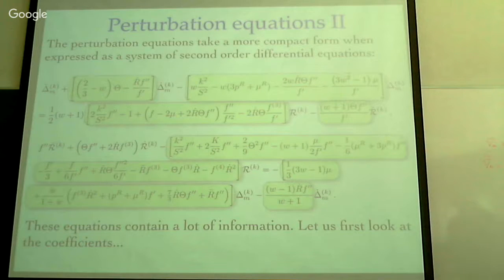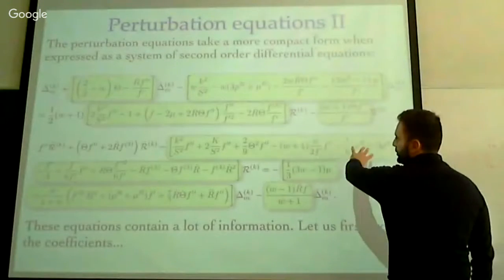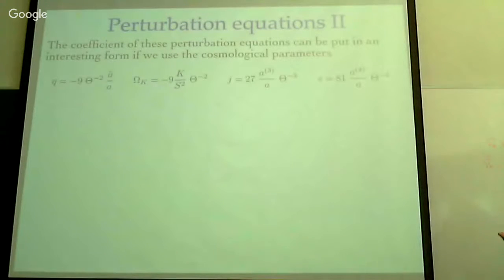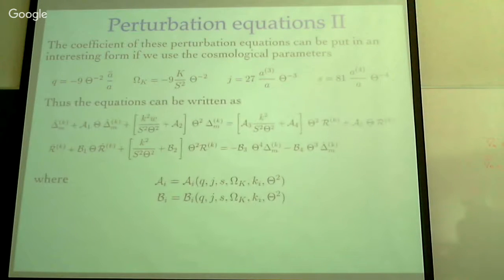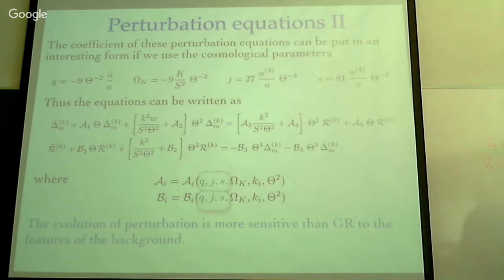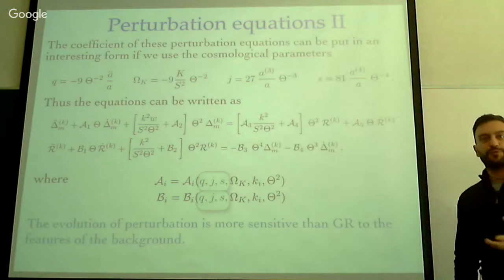Okay? So the coefficients are objects which are naturally defined in the background. So these objects are all functions of time only. An interesting way of understanding the physics is to introduce cosmological parameters. You introduce q, j, snap, omega k, and so on, and you write the equations in terms of these objects. This is again very long. You can schematically write these objects in terms of these coefficients. And what turns out is that the evolution of perturbations in GR is very much more sensitive to the features of the background. So if in GR you have 2 backgrounds which differ only by the parameter snap, this parameter snap is essentially the 4th derivative of the scale factor.